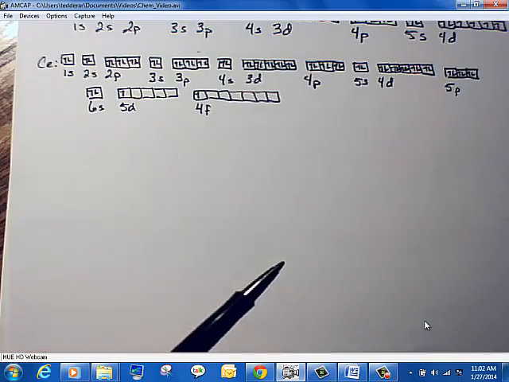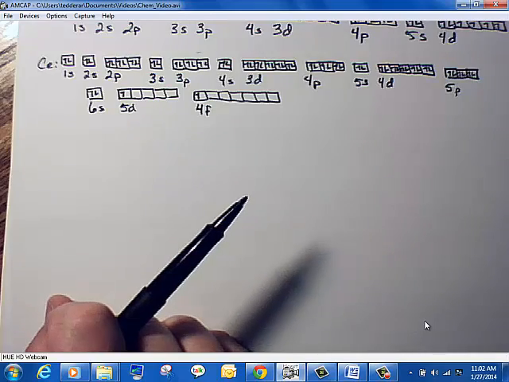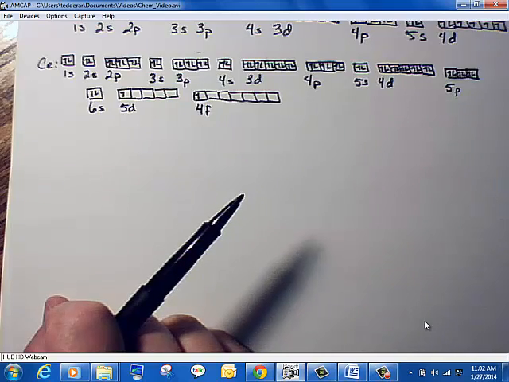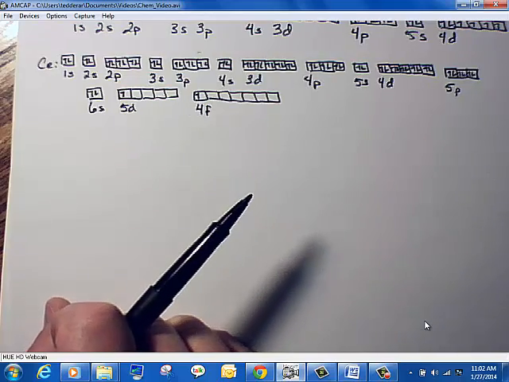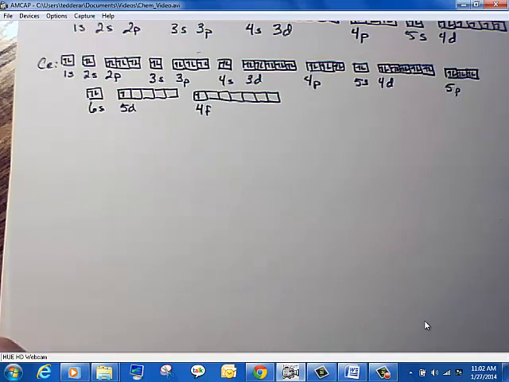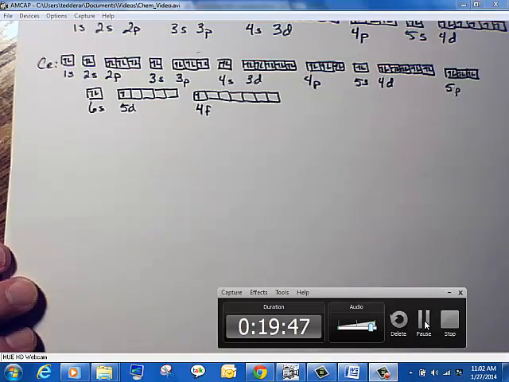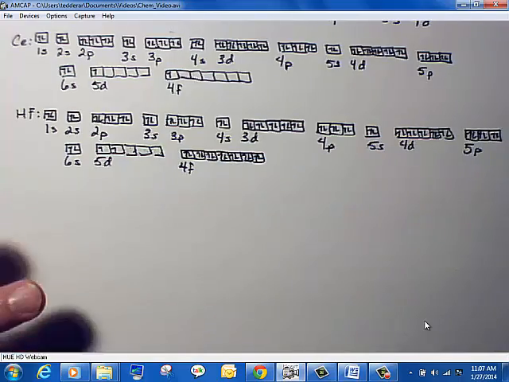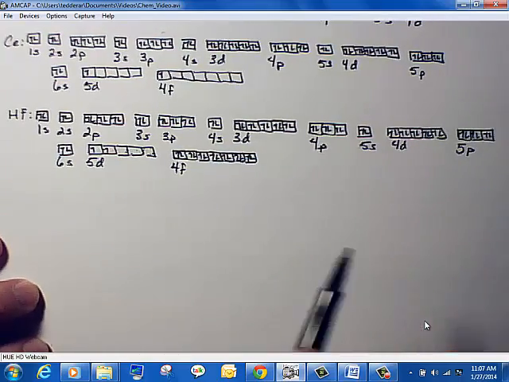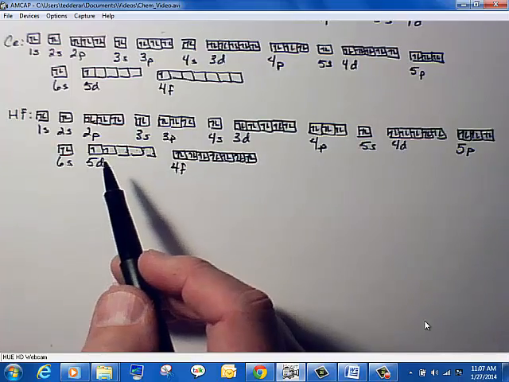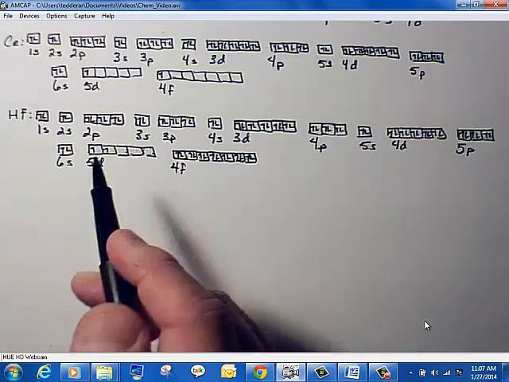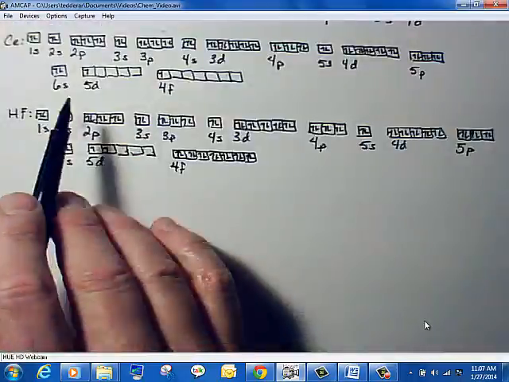Okay? So to practice that, let's all do hafnium. Wouldn't the shorthand be like 6S5D? Yep, it would be if we had one. We cut down everything else. Right. So let's do hafnium, please. HF, number 72, hafnium. Okay? All right. So hafnium only has 1 more electron in 5D than cerium.